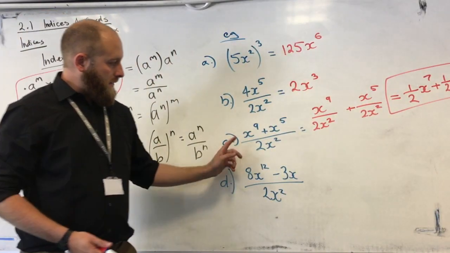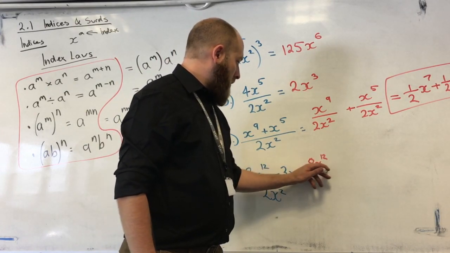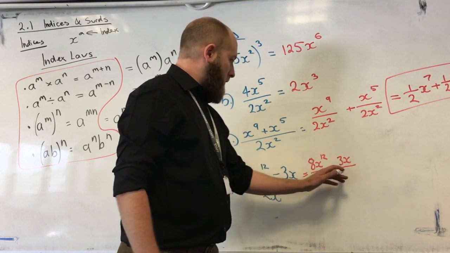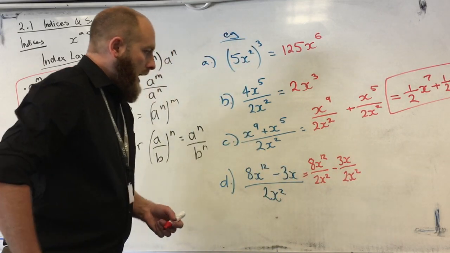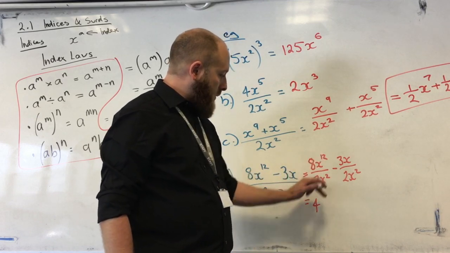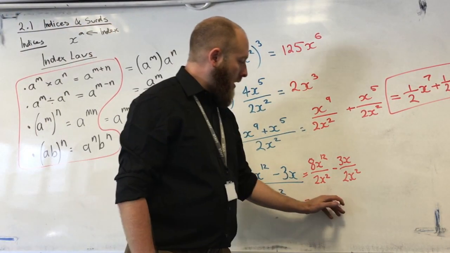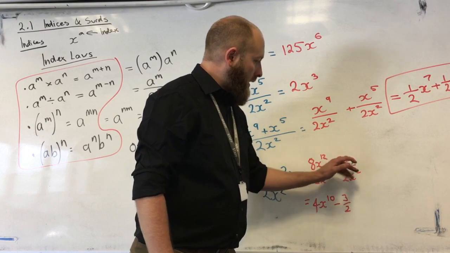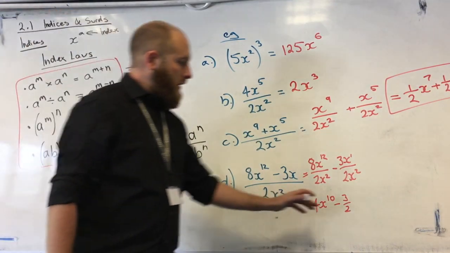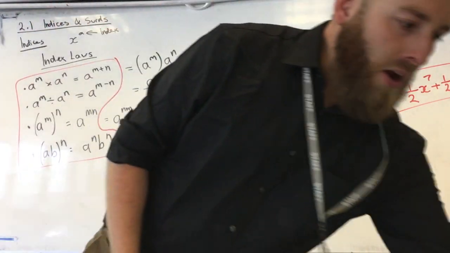Okay, last one. Again, we're going to split it up into 2 fractions. So 8x to the 12 over 2x squared minus 3x over 2x squared. And then try and simplify them. So 8 divided by 2 gives us 4. Then x to the 12 divided by x squared gives us x to the 10, using the subtraction rule again. Here we get 3 over 2, x to the 1 take away x squared means we're going to be left with x to the power minus 1. So mark those, look back through the video if you did get stuck on any, and try them again.